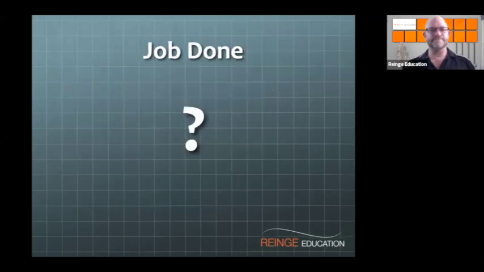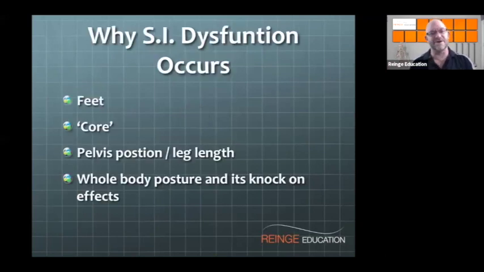Phew. So we've done all that. Job done. Must be. We fixed them. Of course it's not job done, because what we haven't asked yet is why. Why did it end up tight in the first place? Why did it end up loose in the first place? We've talked about that to a degree, but we haven't really nailed down some of the other things.